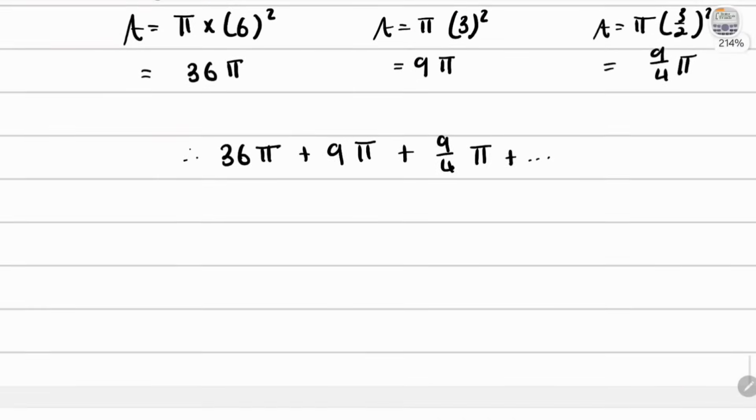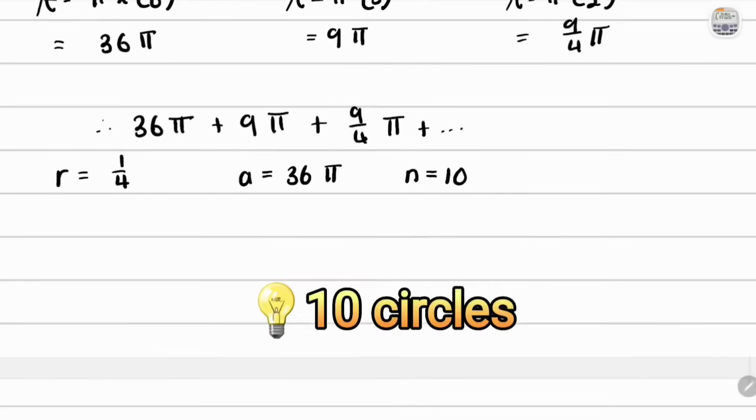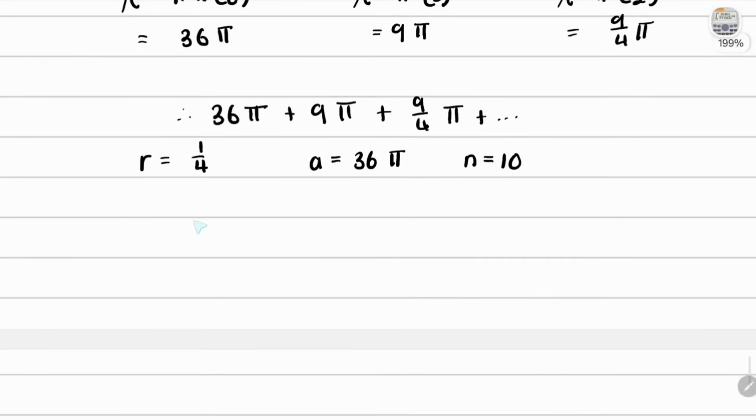Now we can see this is going to be a geometric series. If you say 9 over 36, the pi's would cancel because it's really the same thing. 9 over 36 gives you 1 over 4. And if you say 9 over 4 divided by 9, it also gives you 1 over 4. So we can see here that the ratio would be 1 over 4. And then a, the first term, is 36 pi. And we know that the number of terms we're looking for is 10. So we have everything we need to find the sum of these 10 terms.